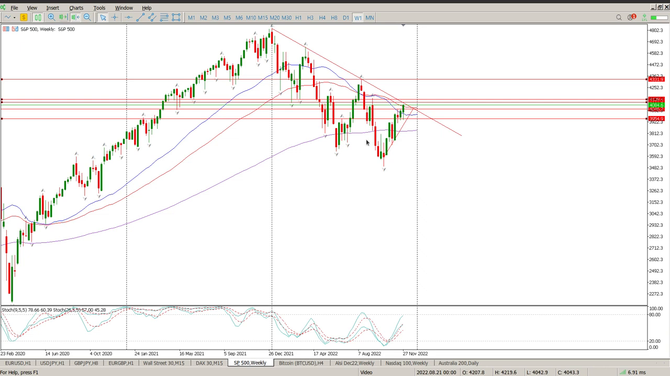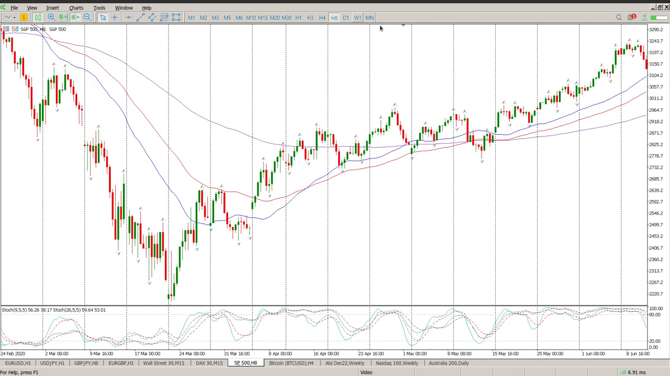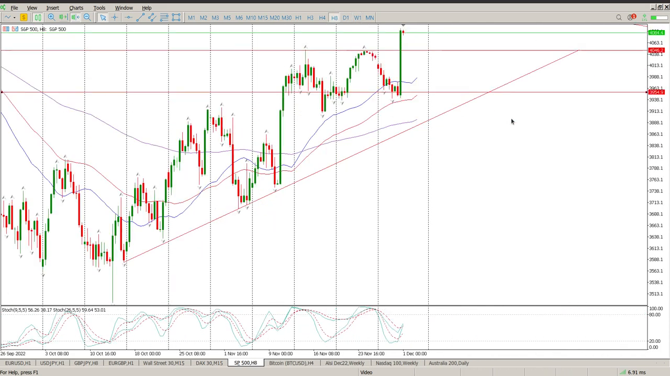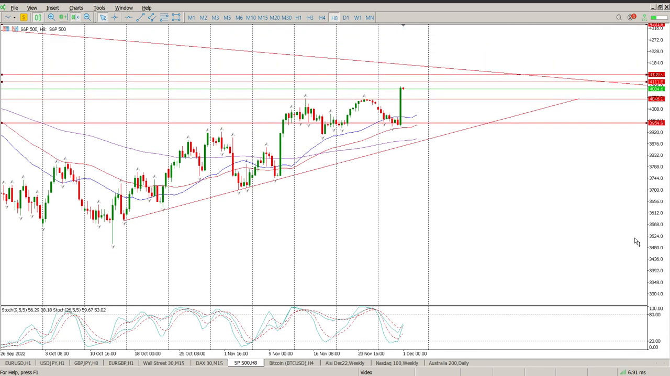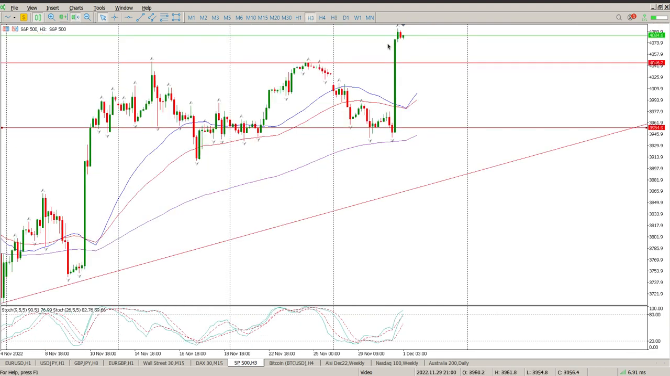Now we're not out the woods yet on the S&P. The Dow Jones looks completely different, and the DAX also looks completely different. But for the S&P, we are coming up to a very strong area of resistance here. So what do we want to do today? Obviously, we want to go with the trend.